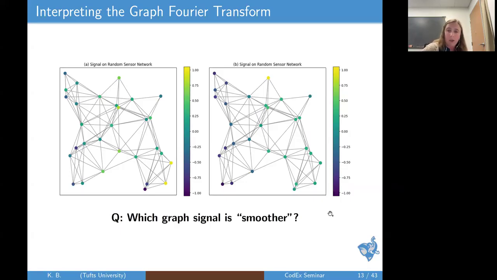Well, how could we use the graph Fourier transform in order to tell us about smoothness? So instead of just looking at the signal, which might be harder to interpret, especially if we have a very, very large graph.